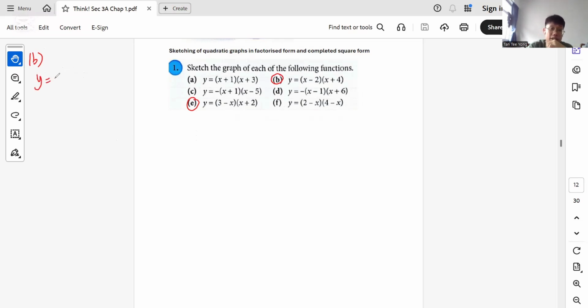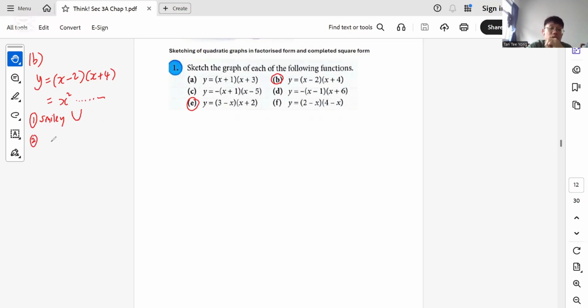So basically you have this. Okay, so how do you tell that you have a smiley face graph or a sad face graph? You need to look at the coefficient of x squared. So if you were to think about it this way, you expand out, you will get x squared, and so on and so forth. So that means, the first step, it is a smiley face graph. So the graph will look like that.